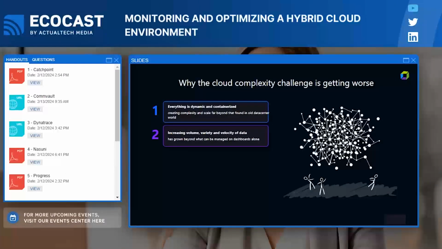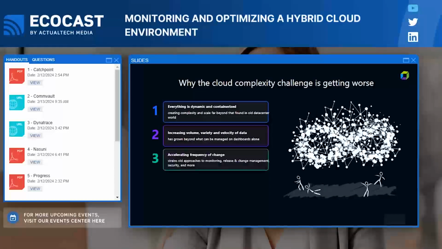Secondly, we are all very much aware that we are increasing the volume, variety, and velocity of data, right? So today what we're looking at is hard to manage by dashboards alone, or the manual labor that might go into looking at that level of increasing volume of data. Third, the frequency of change is accelerating, with new innovations available to us. It can strain the old approaches to monitoring, and it's why we talk a lot about observability, how we manage our own release and change management processes, and how we focus on security, and so much more.